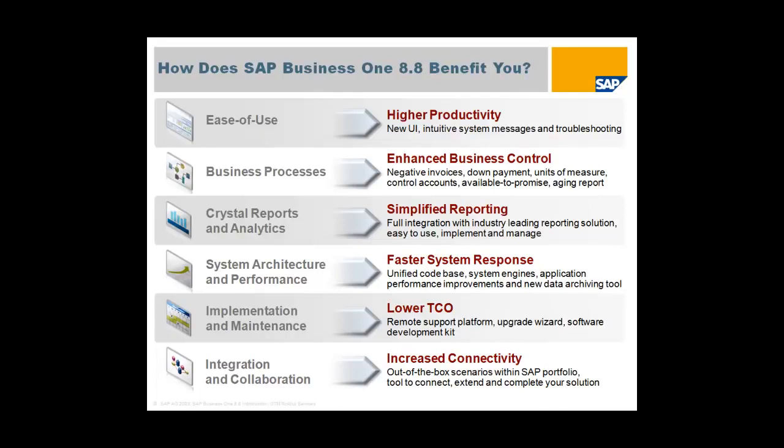For the system architecture and performance, we focused on delivering a release with faster system performance. We have provided a unified code base. So for those of you familiar with SAP Business One, we used to talk about SAP Business One A, B, and C clusters. That is now gone. You now have a single code base that covers the more than 40 countries where SAP Business One has been localized and is deployed. We've also made some application performance improvements, and importantly, we've introduced a new data archiving tool which will help you handle even greater volumes of information.